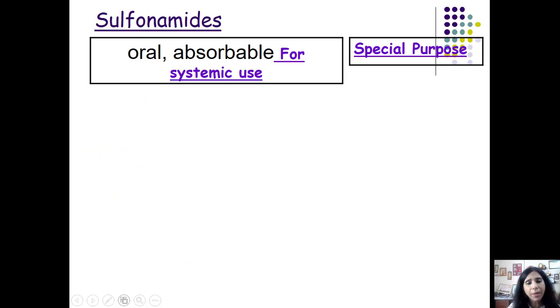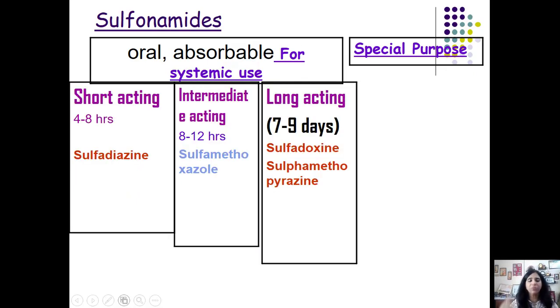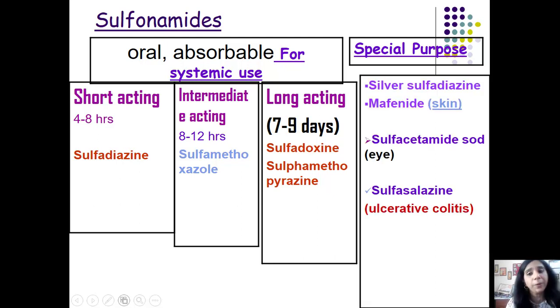Now coming again to the classification of the sulfonamides. Oral absorbable for systemic use: short acting sulfadiazine, intermediate acting sulfamethoxazole students, long acting sulfadoxine and sulfamethopyrazine, and special purpose. Sometimes you might be asked a note on special purpose sulfonamides, which are silver sulfadiazine and mafenide, which are applied on the skin for prevention of infections. Sulfacetamide sodium, which is given for bacterial infections in the eye in the form of conjunctivitis, and sulfasalazine, which is given for ulcerative colitis.